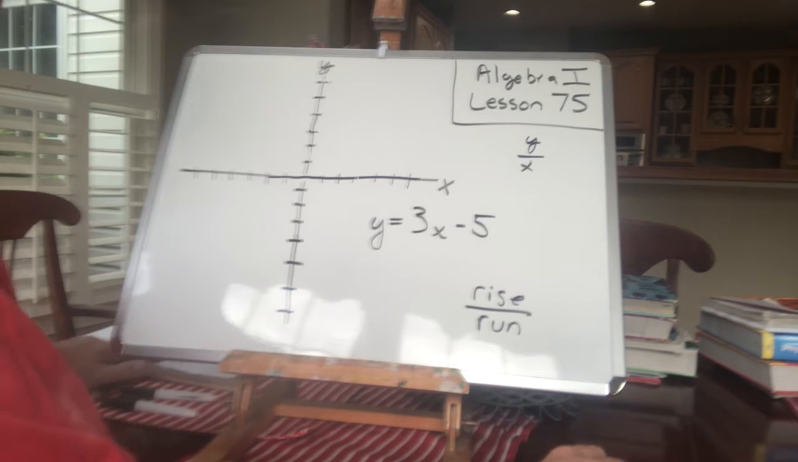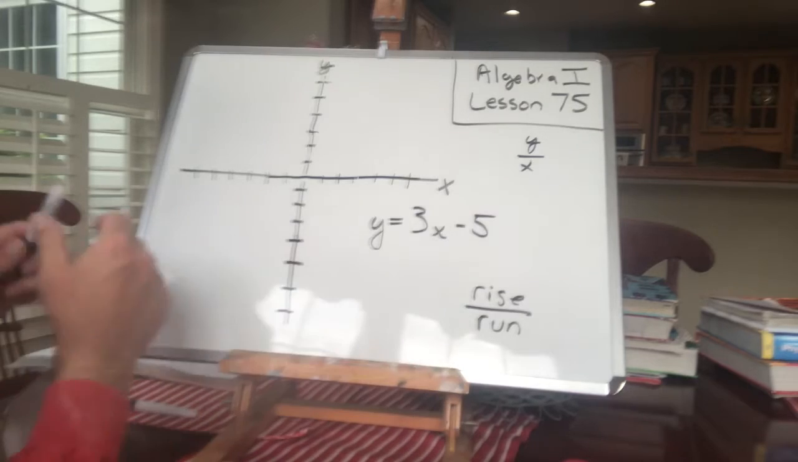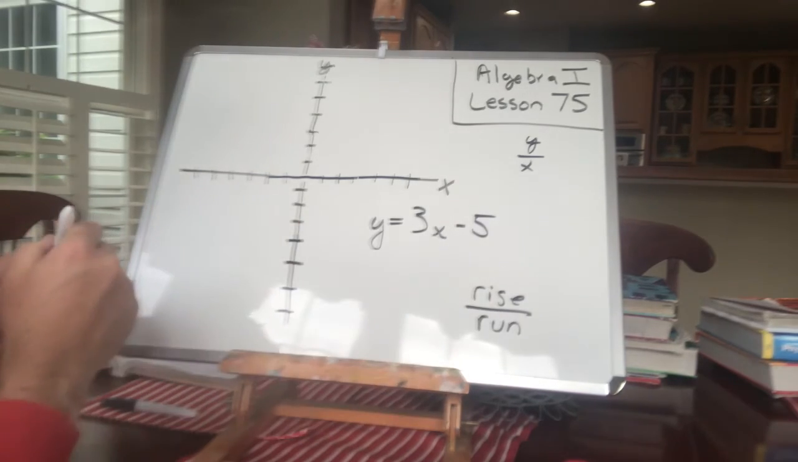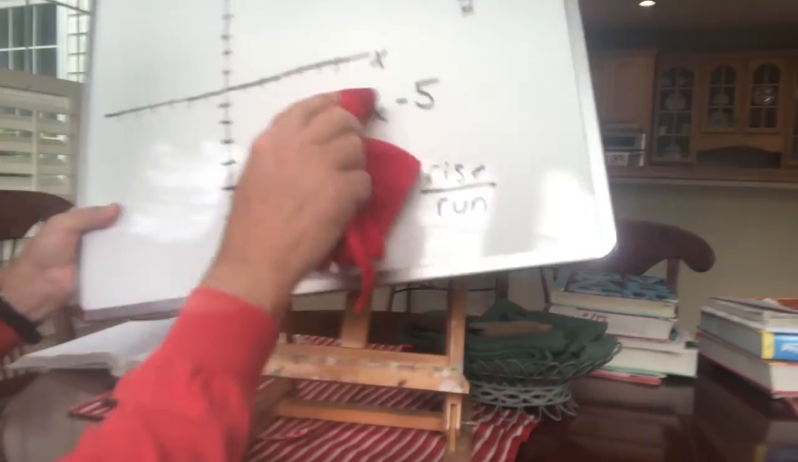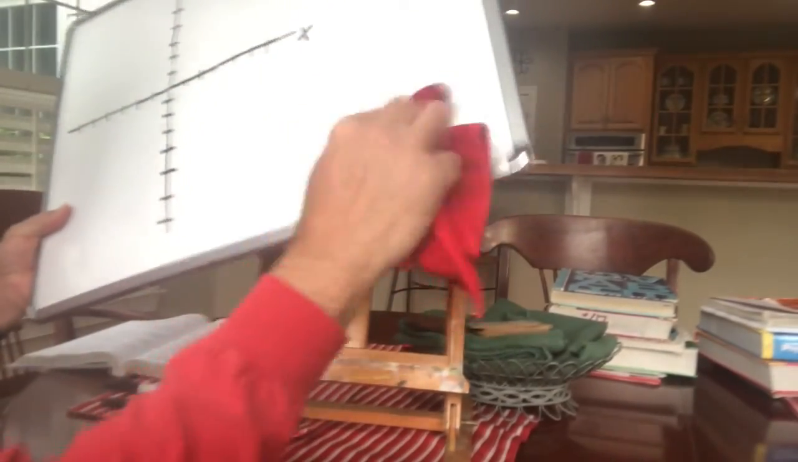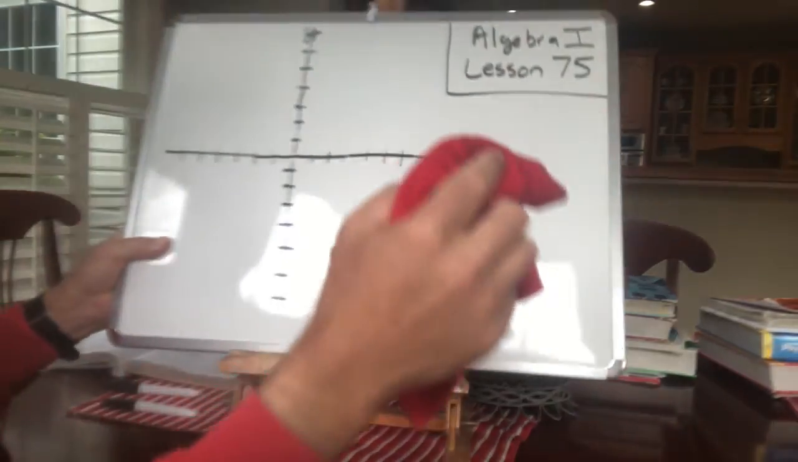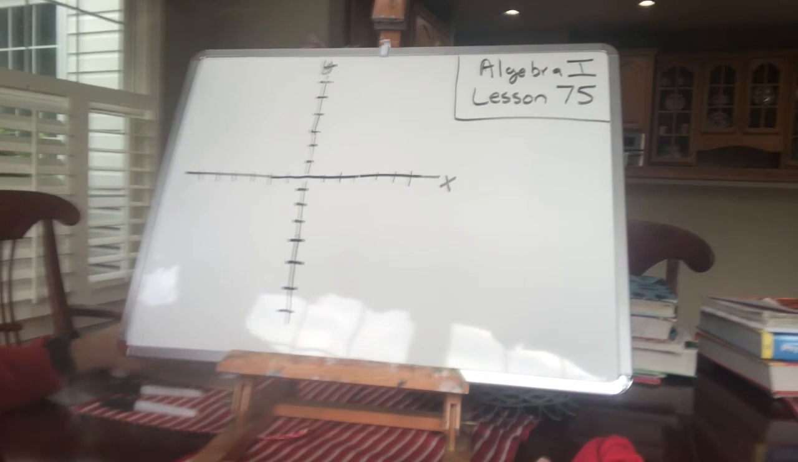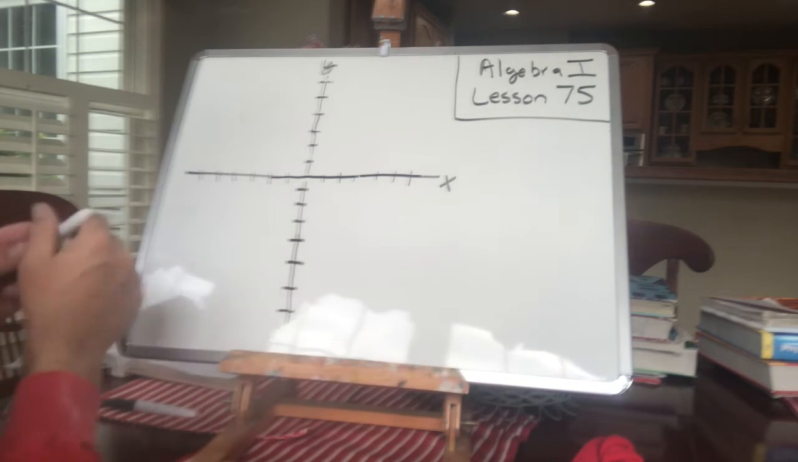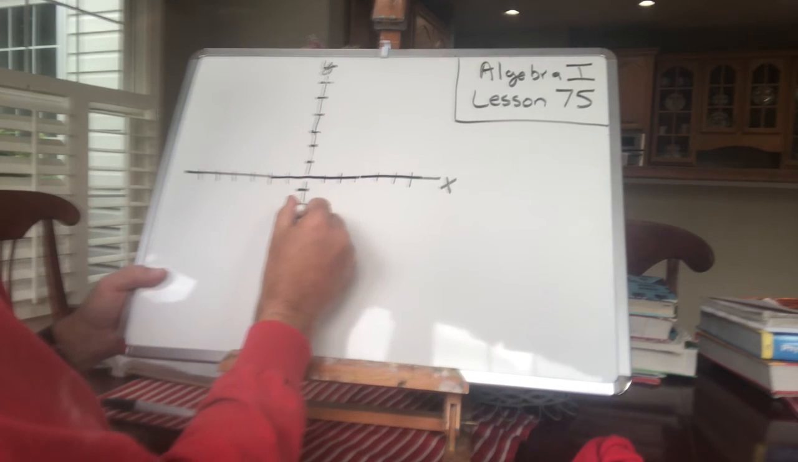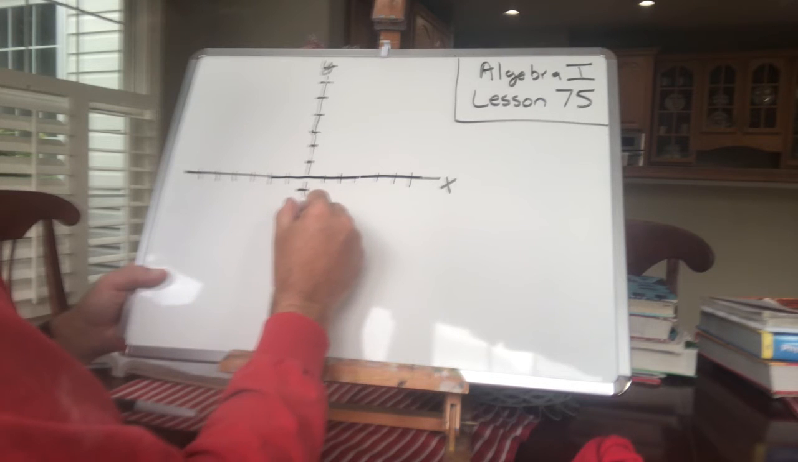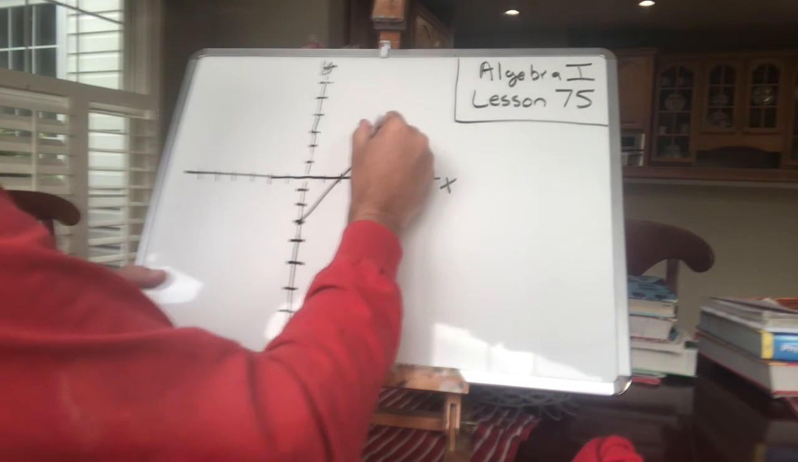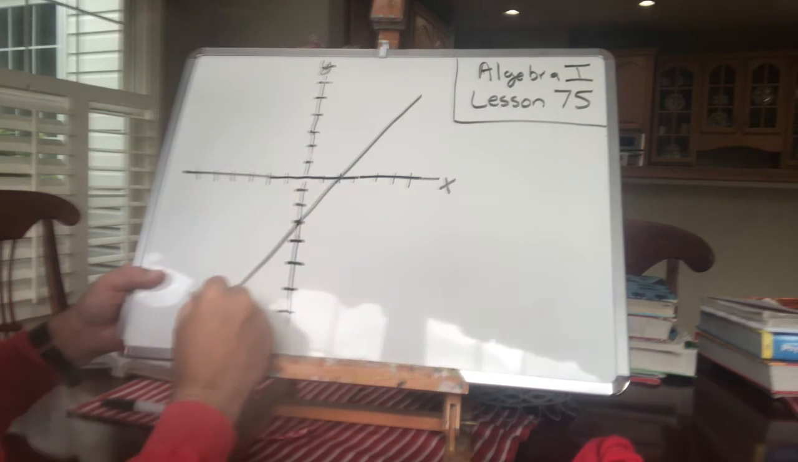Now, one of the next examples that they're going to give us is they're going to ask us to find the equation of a line that they draw for us. And they're going to say, give us the slope-intercept equation. Okay? So I'm just going to draw a line right here, and we're going to find the equation of this line.